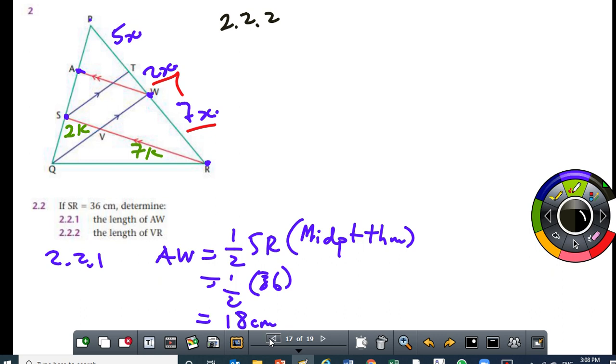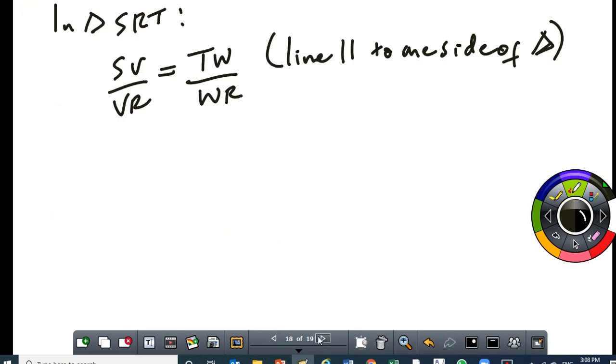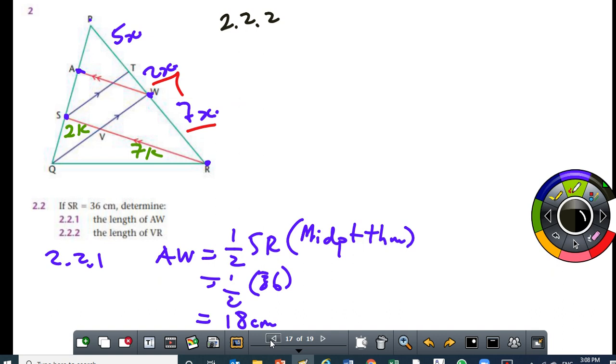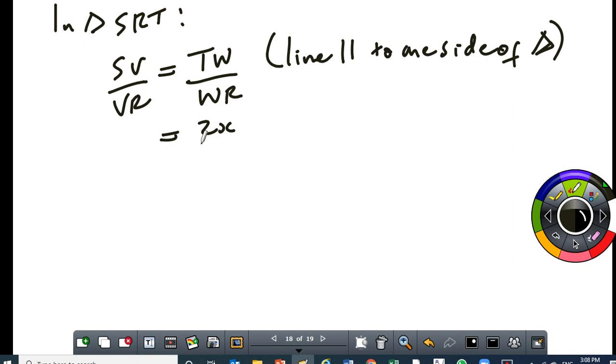The length of SR is 36. Do you remember that? It's what? 36. So we know the length, right? So all I have to do here is substitute the ratio there. It will be 2x over 7x. That's equal to SV over VR. And that will give me, let me write it on the side here, 2 over what? 7. So if I want to calculate the length of VR, I can do that.